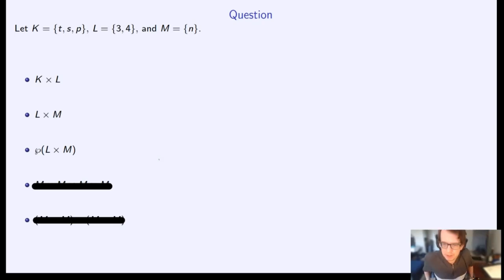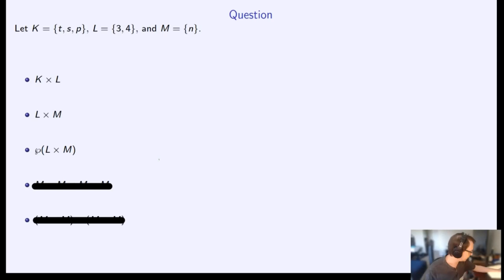Okay, let's try a few practice questions here. There's no reason for us to do the fourth and fifth ones because they're not going to be seen for our purposes in this course. They would be more just to test definitions, but again, they're not going to be useful for us. So let's just try K times L.